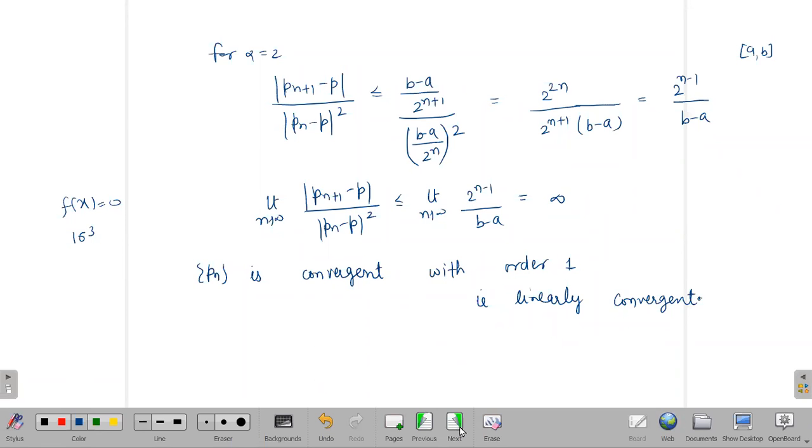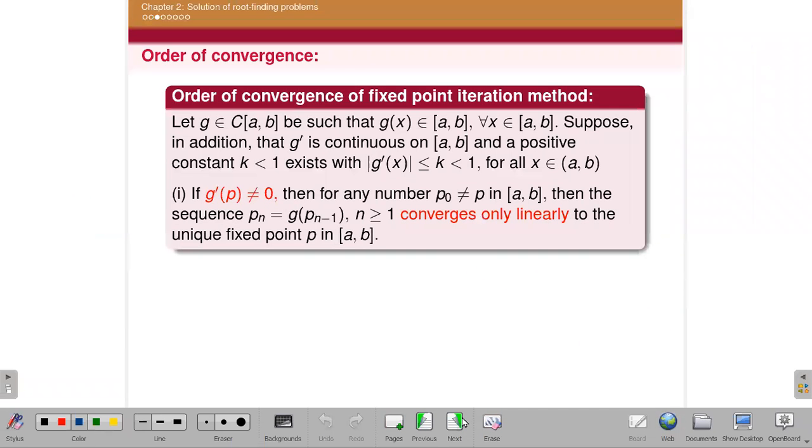So next is order of convergence of fixed point iteration. Now here we have seen that when we have done the fixed point iteration, in the procedure of the fixed point iteration we have chosen our g of x, then on any interval ab, we have taken any initial guess in between ab, then we have found the sequence which is converging to p.